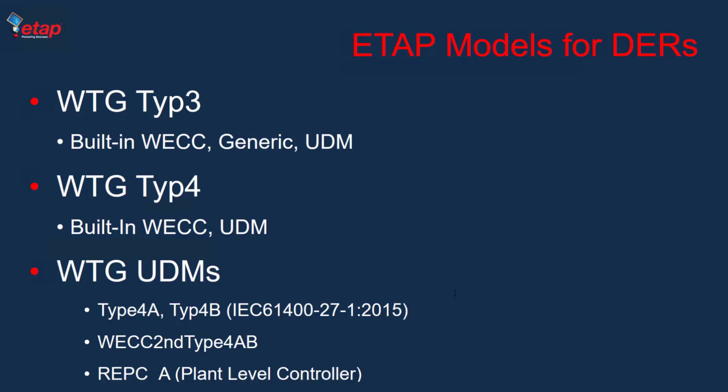ETAP offers dedicated elements for modeling distributed energy resources, including wind, PV, battery, inverter. When it comes to transient stability and dynamic modeling of these assets, wind turbine generations type 3 and 4 offer several options. ETAP offered built-in WECC and generic model, which is only for type 3, many years ago. And WECC, for those who are not familiar, stands for Western Electricity Coordinating Council.